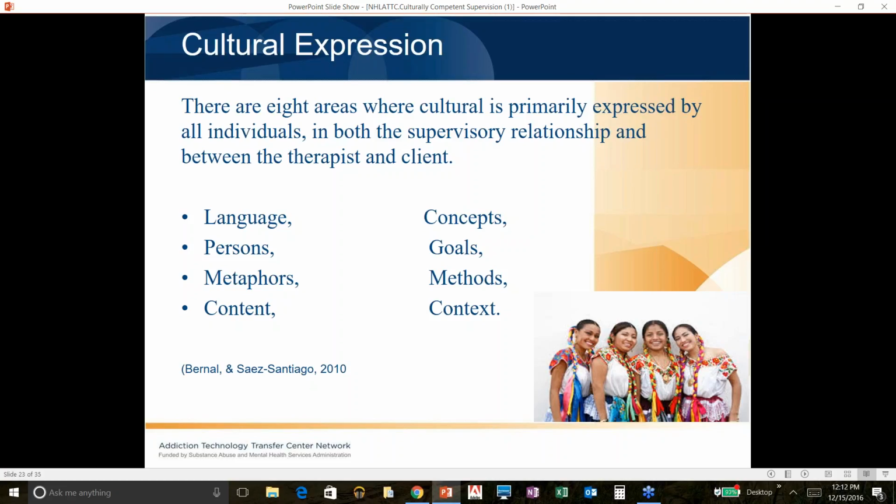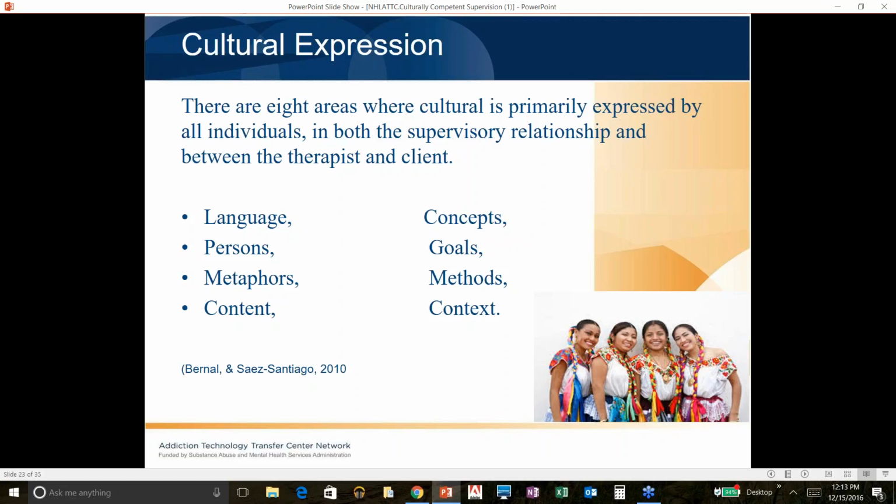Obviously, Spanish, the native Spanish language. Persons tend to be very familial. There can often be metaphors within immigration regarding power and government. We're looking at content. What's important for them to talk about? Usually, it's the safety of the family or the safety of the community, and being able to support each other.